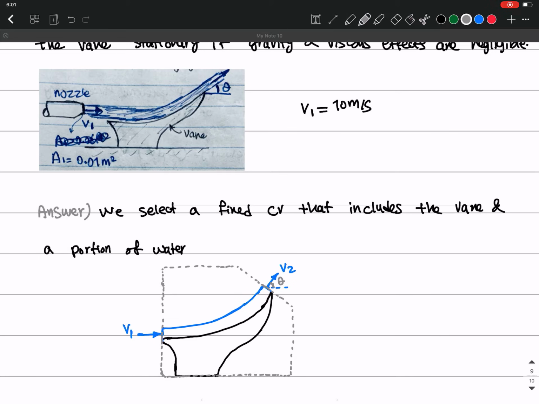So this is a fixed CV, a fixed control volume. This is what we call a fixed CV in space. And now let me draw the coordinate system. So this is the coordinate system that I need to have. This is X in the X direction, and this is the vertical direction, which I call Z.